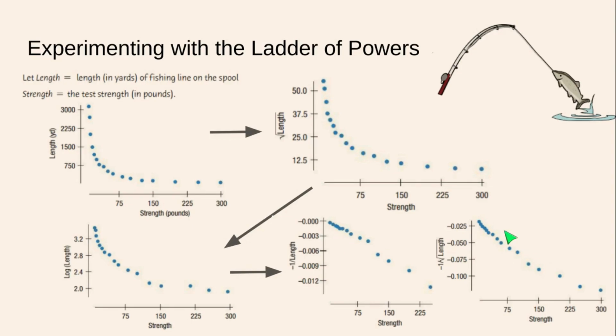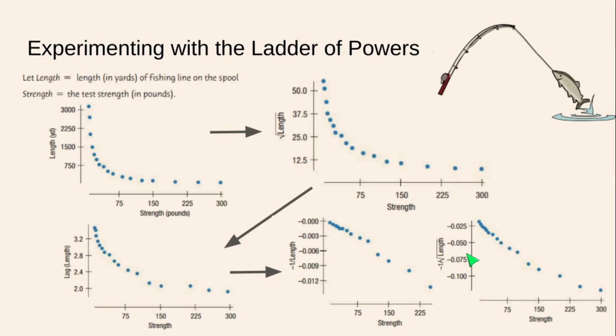This might be our best one with the possible exception of up here. Once we get to this point, it's pretty much a line. So it's a toss-up whether you want to use the reciprocal, the negative reciprocal, or the negative reciprocal square root. Both are quite good. Yeah, that's the power of transforming data.